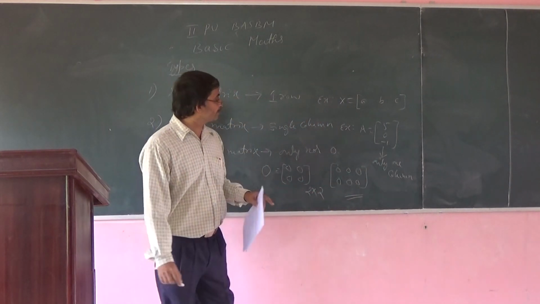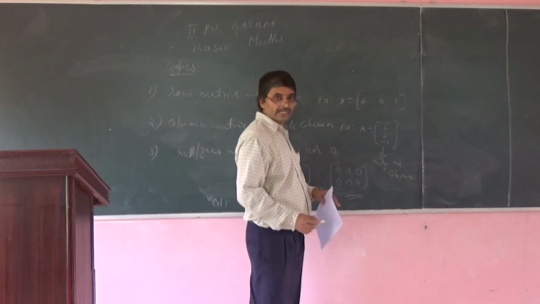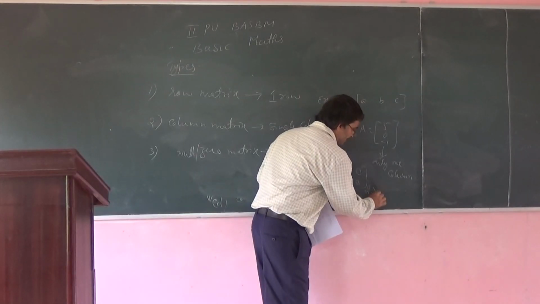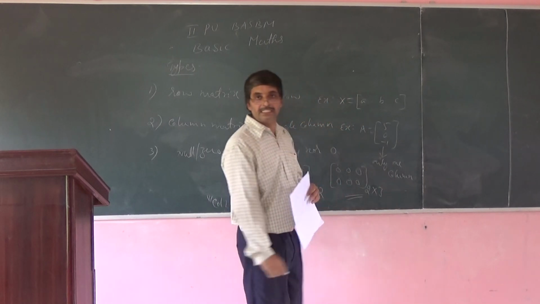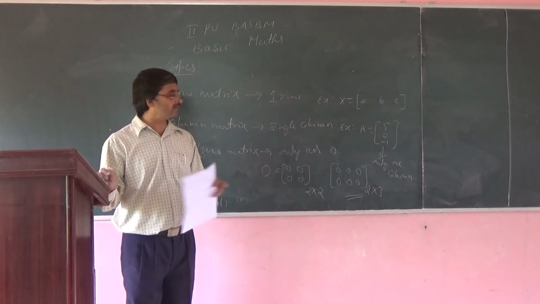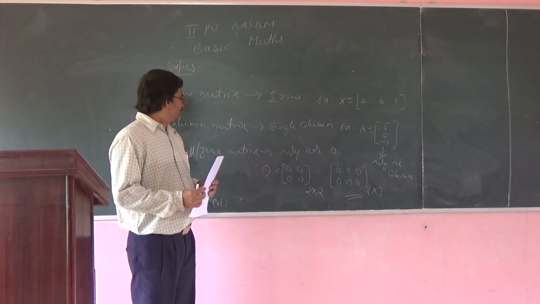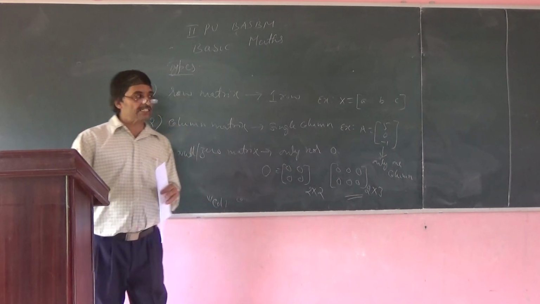It is of order 2 by 3. So 2 rows are there, 3 columns are there. 2 rows and 3 columns. It is of order 2 by 3. That is about null matrix.